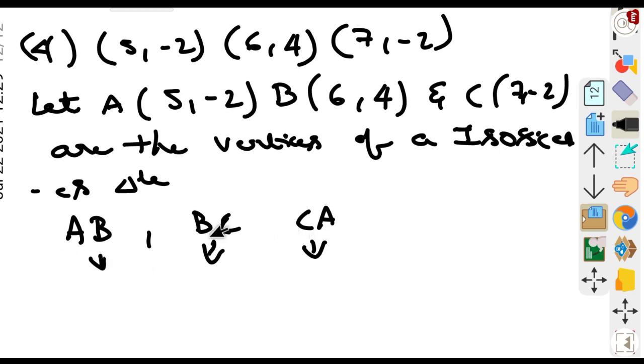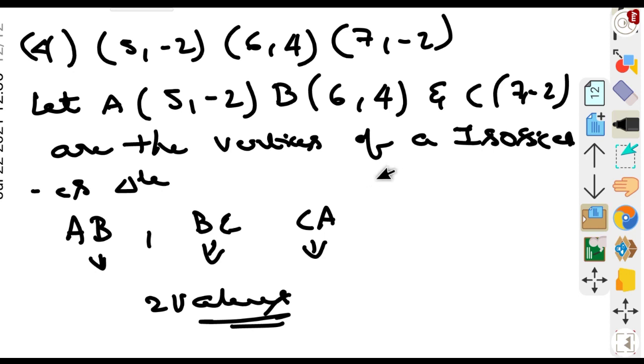Out of these three values, whatever you have got by using the distance formula, if two values are equal, then directly we can say that the given coordinate points are the vertices of an isosceles triangle, because an isosceles triangle is nothing but two sides are equal. So by using the distance formula, find the distance between AB, afterwards BC, afterwards CA. If two answers are the same, we can come to the conclusion that the given coordinate points are vertices of an isosceles triangle.